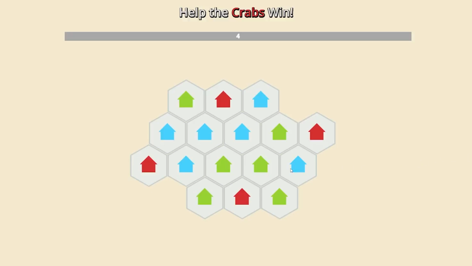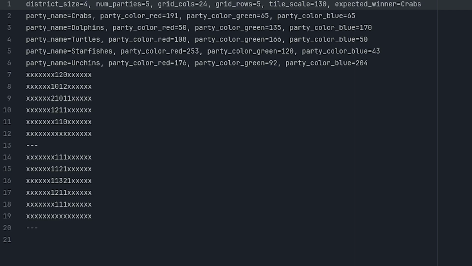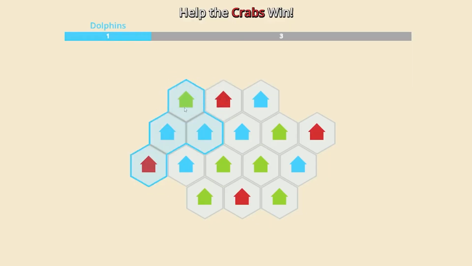For the next section of levels, I added a way for there to be more than 2 parties. In the level file, you can add however many parties you want. To get this to work, I had to decide how to handle ties. For the game, I decided that a tie would be an undecided district, and the level would be incomplete until all districts had a winner.